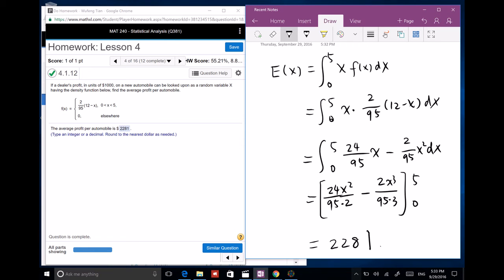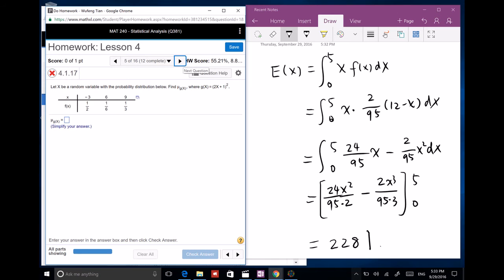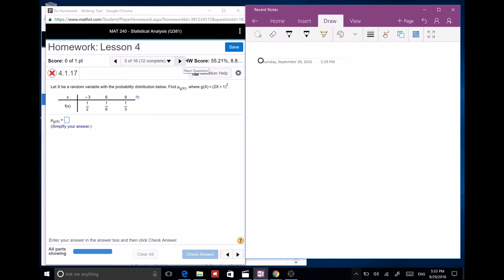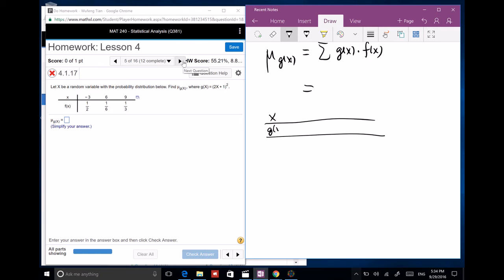Okay, it's just based on the formula. Number 5. Okay, so mu of g(x). According to the formula, it's g(x) times f(x). Okay, so for g(x), you plug in first. We need to find out, you can make another table. So x, then g(x), then f(x) is given: 1/2, 1/6, 1/3. So x equals negative 3, 6, 9.